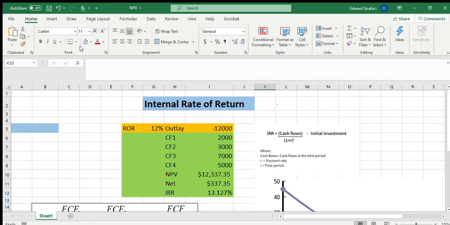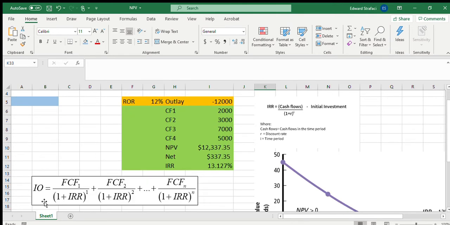Okay, so finally, or maybe not so finally, I might do a few more modified internal rate of return. But we get to one of the big ones outside of NPV, which is internal rate of return. And what we do with internal rate of return is we're basically setting our initial outlay to zero. So try to understand that. We have our free cash flows.